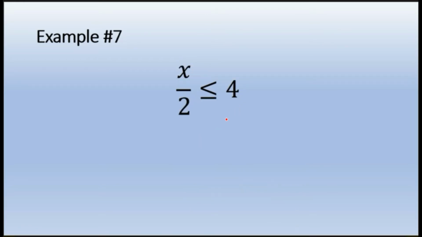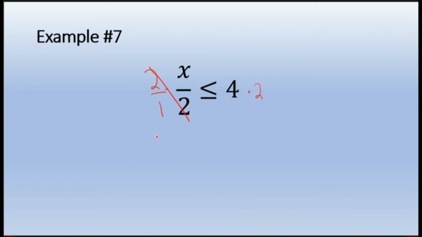Now lastly, I'm going to do some ones that involve division. To get rid of division, I have to do the opposite, which is multiplication. I'll have a 2 down here, so I need to multiply by a 2 up here, and I need to make sure I do that on both sides. So 2x divided by 2 is just 1.